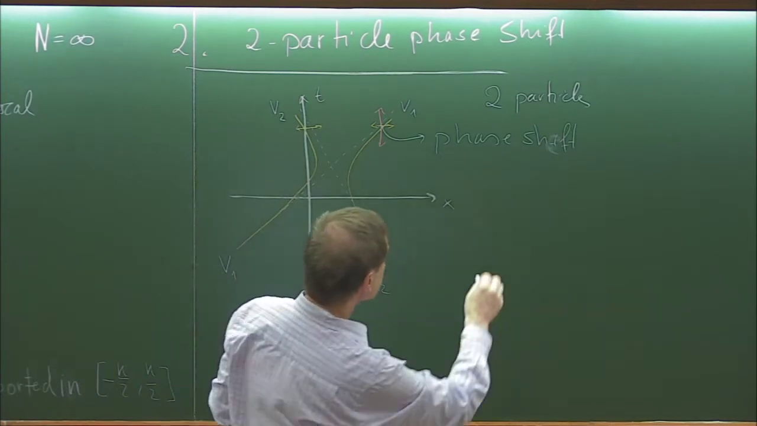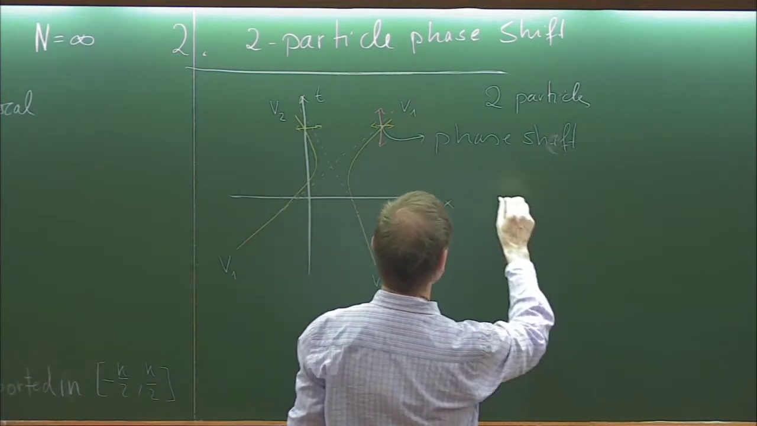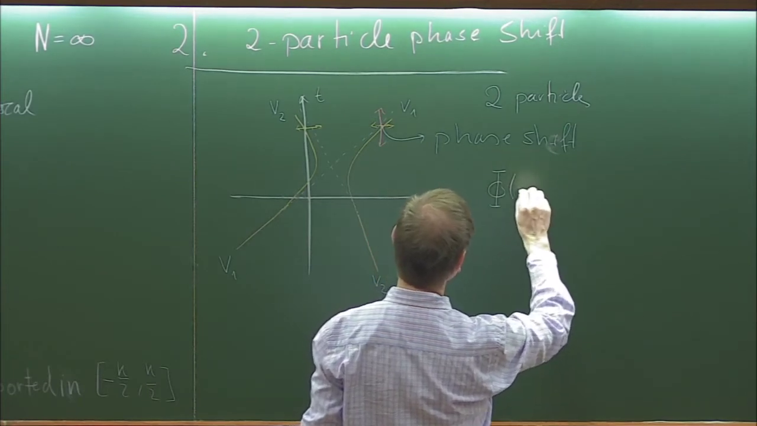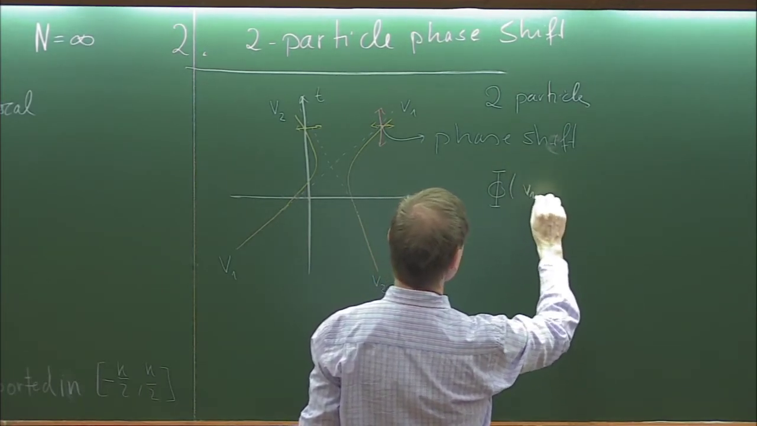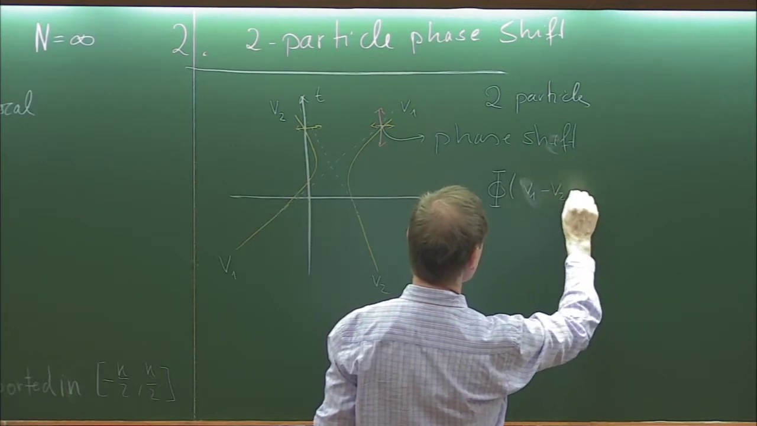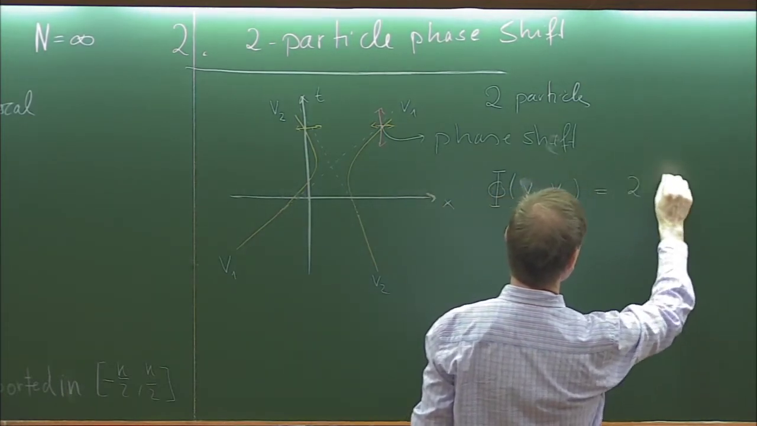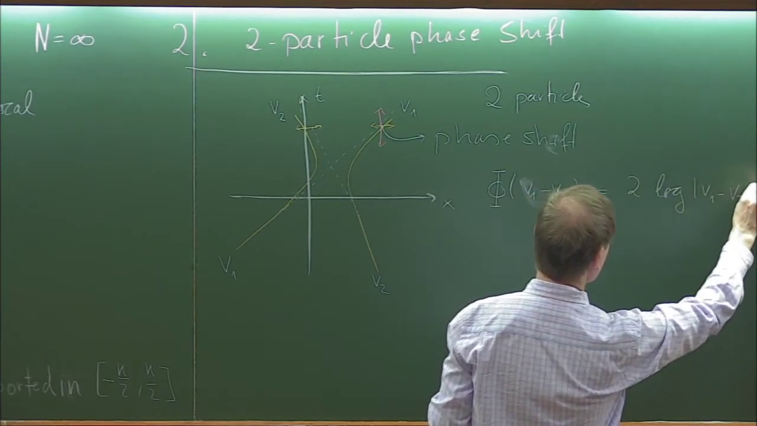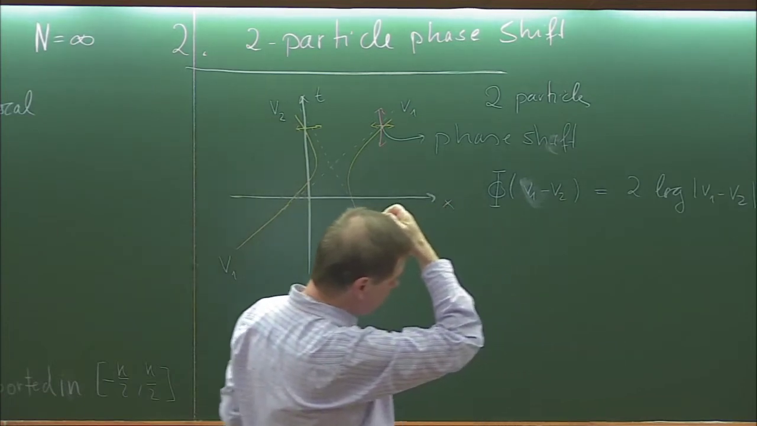And for the Toda lattice, the phase shift phi is, because of Galilean invariance, a function of the difference of velocities. And it turns out to be 2 log of v1 minus v2. So this is already what Toda knew.